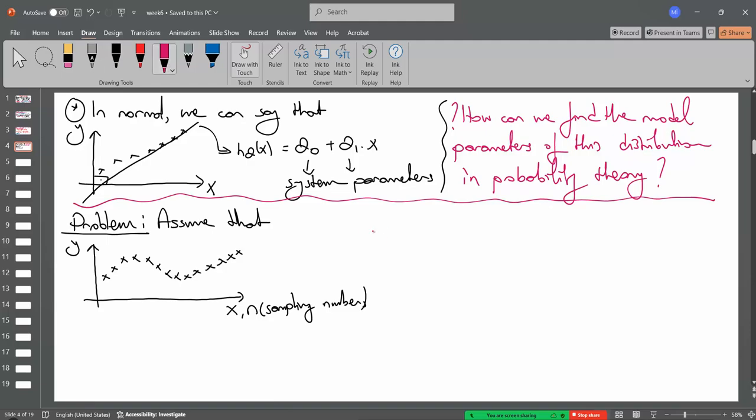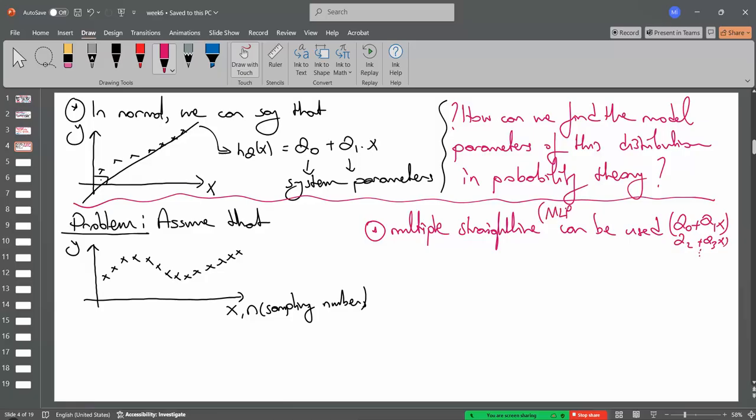First of all, the first solution is that we can use multiple straight lines. For example, theta 0 plus theta 1 x, and we can add theta 2 plus theta 3 x, and so on. Or we can use an MLP, a multi-layer perceptron algorithm, in order to define these properties. Or we can assign a sinusoidal signal here.